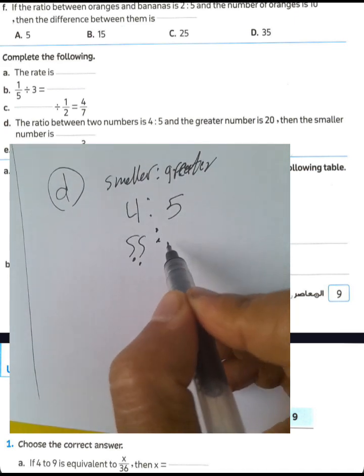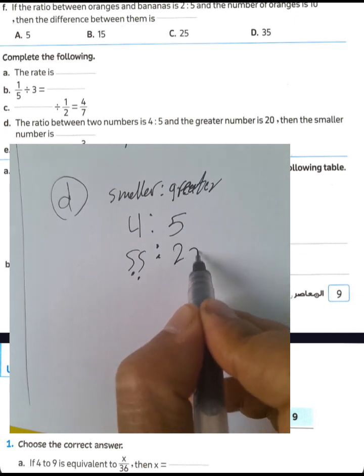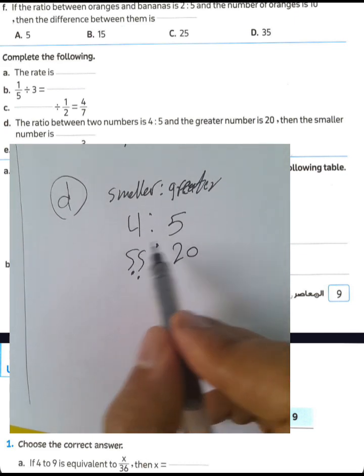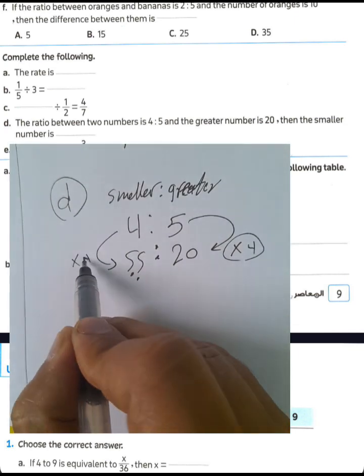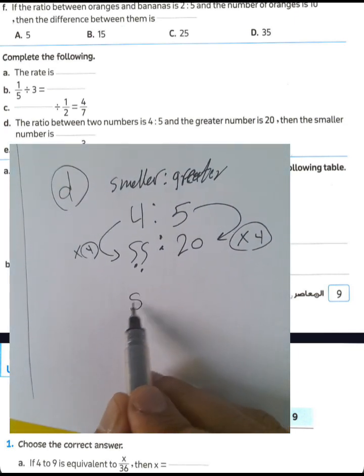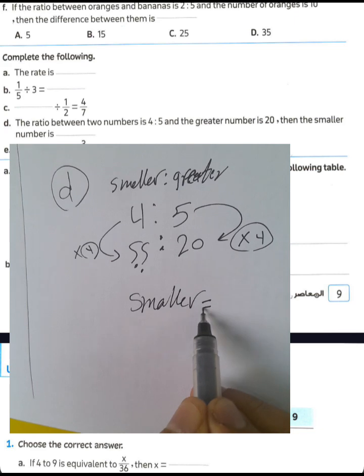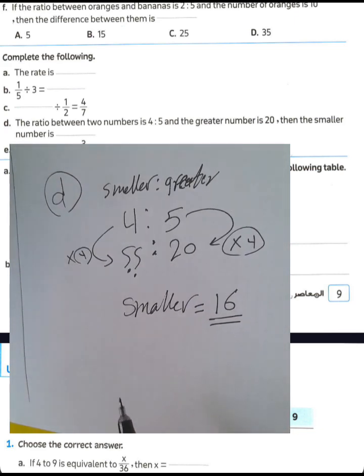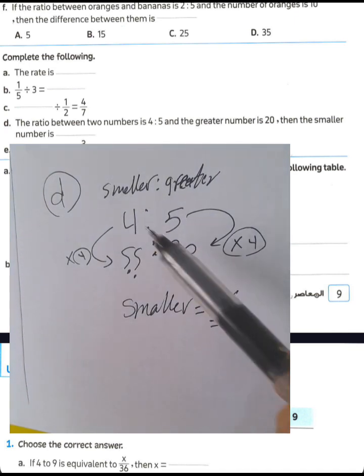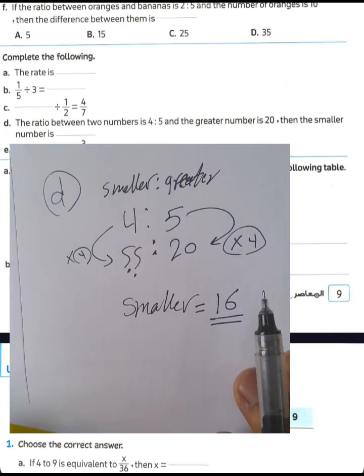If the greater number was 20, okay, we can find this number. 5 times 4 equals 20, then 4 times 4 equals 16. And then the smaller number will be 16. Again, 4 times 5 equals 20, then 4 times 4 equals 16. It was question letter D.